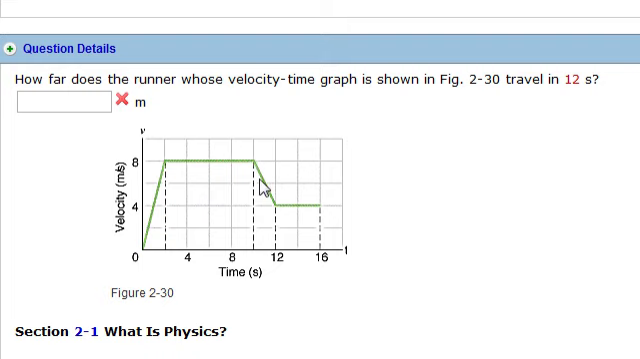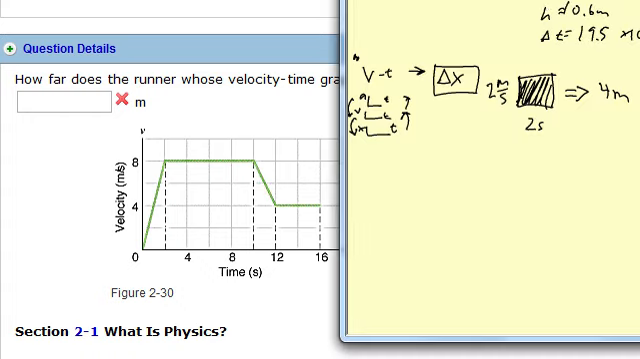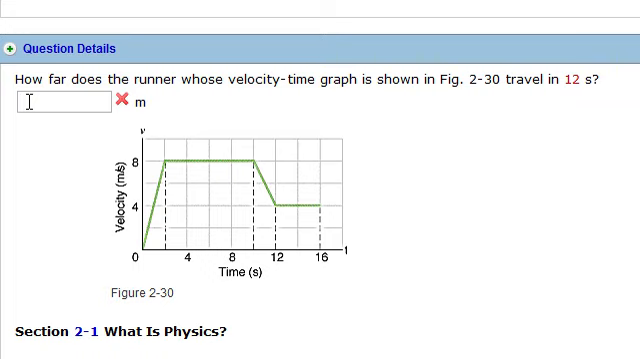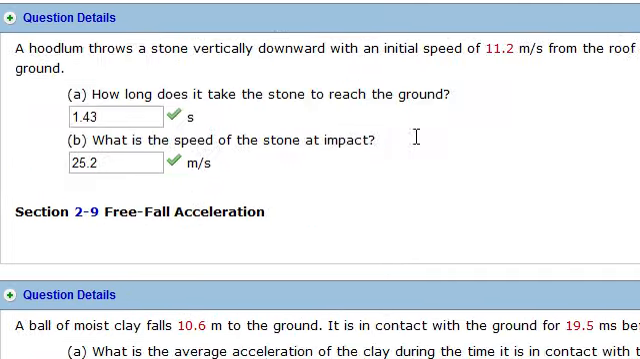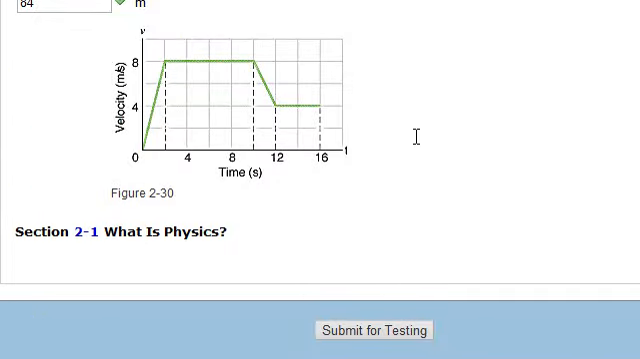So just to be super safe, if we take 21 squares times 4 meters per square equals 84 meters. So let's plug this in and see if we have it right. 84 meters. And, oh yes, how about that? All right.